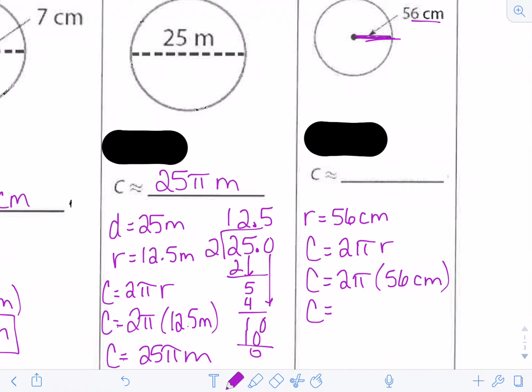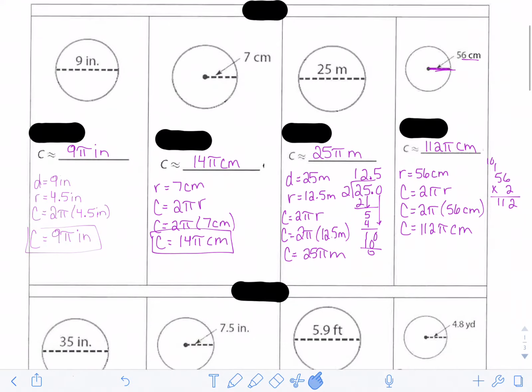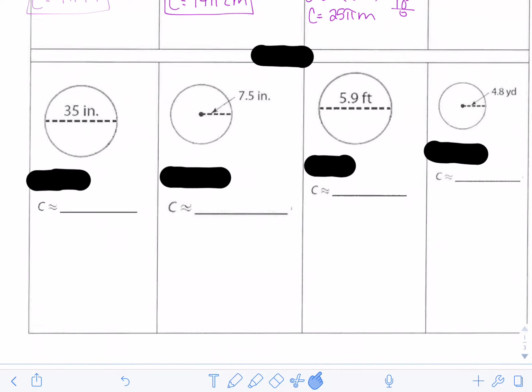If you need to, over to the side, 56 times 2. 2 times 6 is 12, carry your 1. 5 times 2 is 10, 10 plus 1 is 11. So it's 112 pi centimeters. So my answer here will be 112 pi centimeters. Okay, all right. So we have 4 more like this.